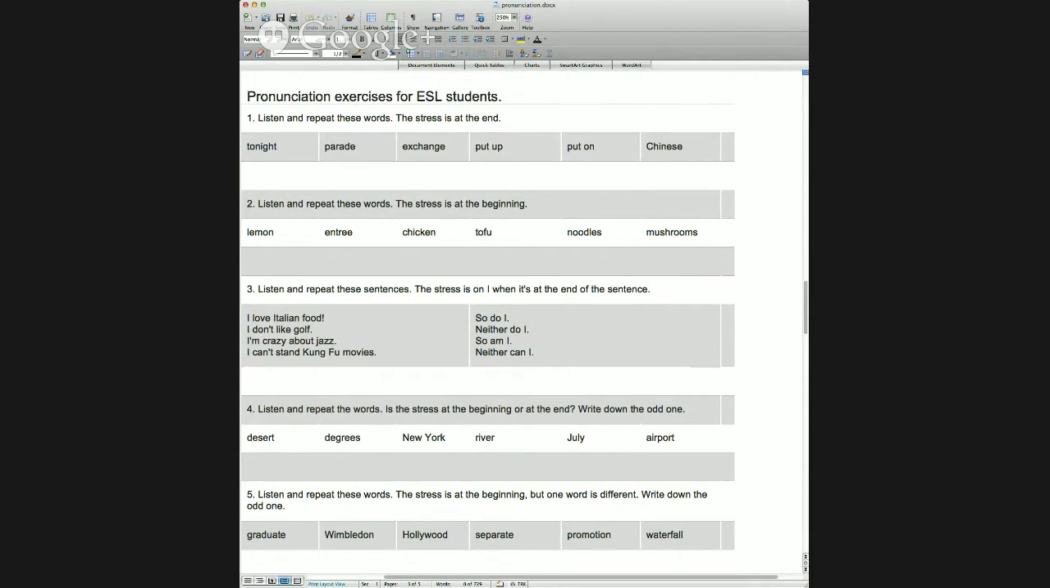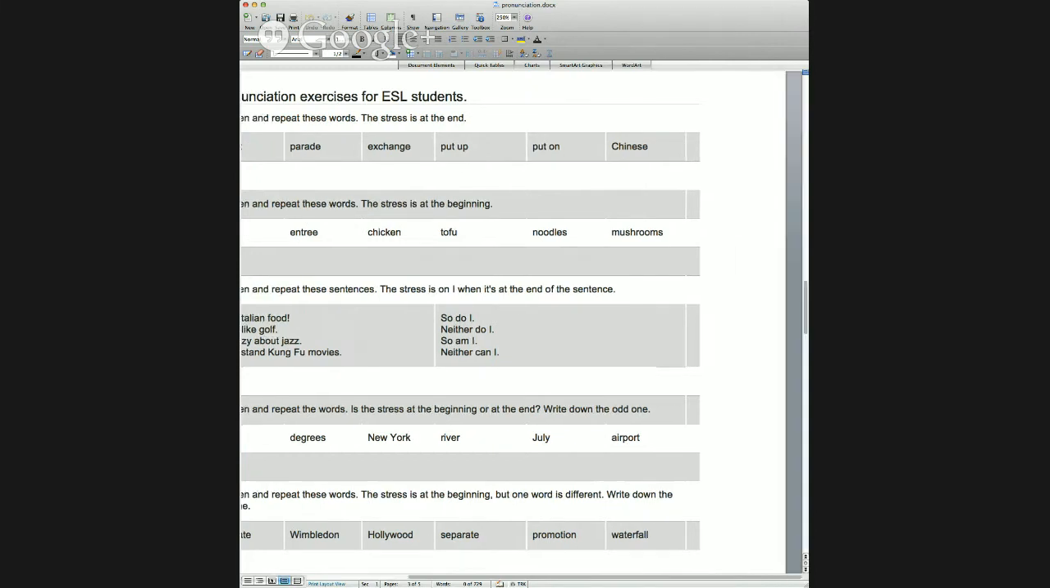All right. Tonight. Tonight. Good. Parade. Parade. Exchange. Exchange. Put up. Put up. Put on. Put on. Chinese. Chinese. Okay, good.